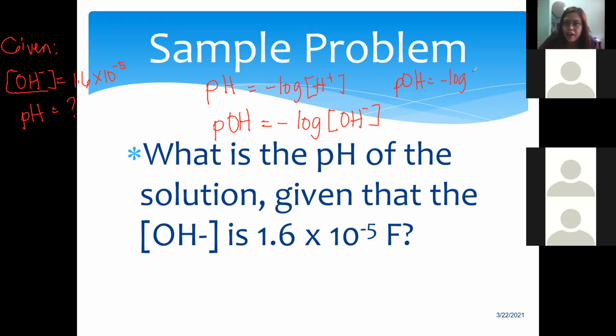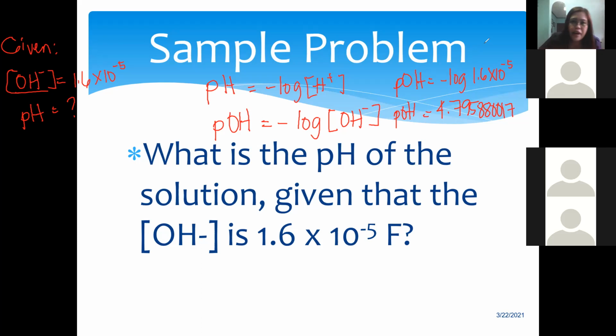So negative log of 1.6 times 10 raised to the power of -5. Our pOH here is, kindly compute, negative log of 1.6 times 10 raised to the power of -5. Our pOH here is 4.795. Remember, di ba ang rule sa mga computation, sa final answer mag-round off. Okay? So, very good. Mauna siya ang pOH.